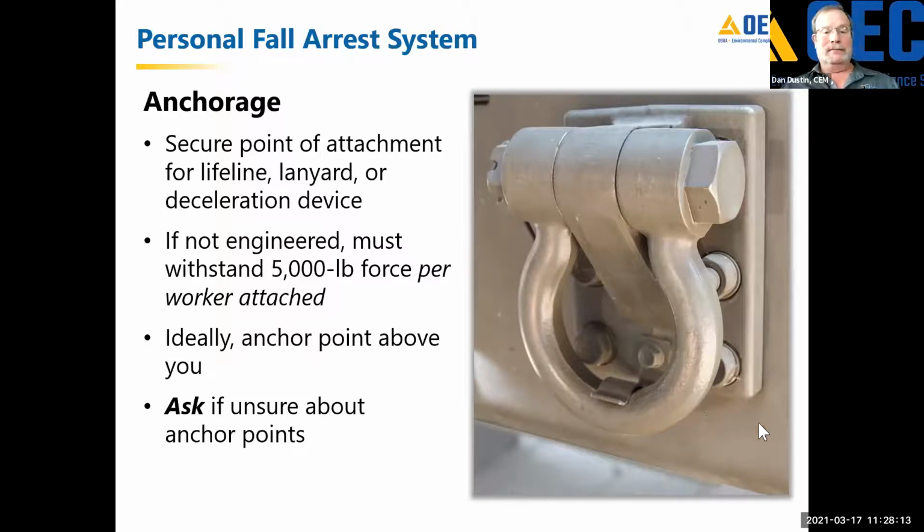Ideally, we would pick an anchor point that's above us. This is not always possible, not always feasible, but the idea is that we limit the amount of free fall before we begin to activate that system. So if I've got my anchor point at or above my shoulders, I'm not going to fall nearly as far before it activates. If I'm 6 feet tall and that anchor point is at my feet, I have my full height plus that 6-foot lanyard plus my deceleration device. So I've got to have significantly more space below me.